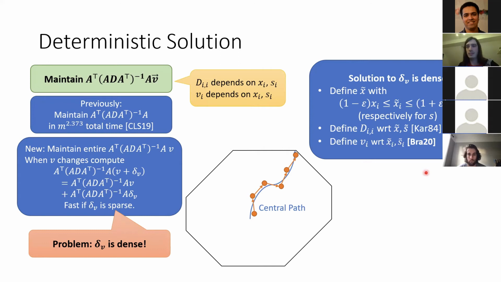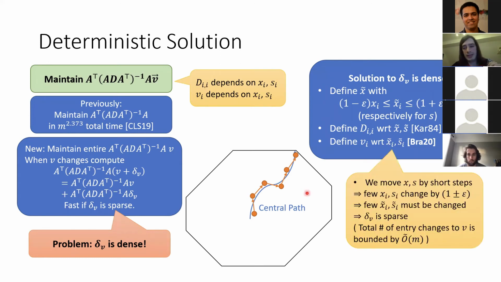So why does this help? The idea is, if we always move our solution by some small step, then most entries of x are not going to change a lot, because it's just a small movement that we performed. So if most entries are still roughly the same, then the old approximation that we had is still a good approximation, except for some entries that might have changed a lot. In this way, you can argue that delta v is sparse.